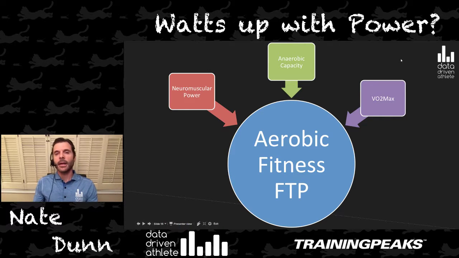The tendency, again, in power profiling is to look at this stuff and to say, oh, I have a weakness in my neuromuscular power or my anaerobic capacity, or maybe to some extent my VO2 max. And it's important to remember that at the end of the day, cycling is an aerobic sport.